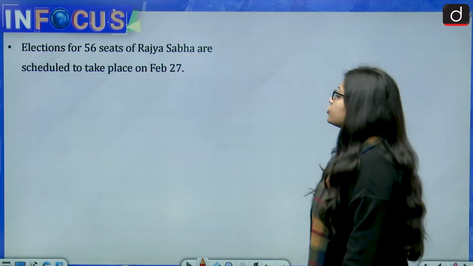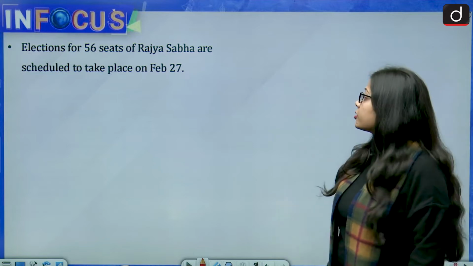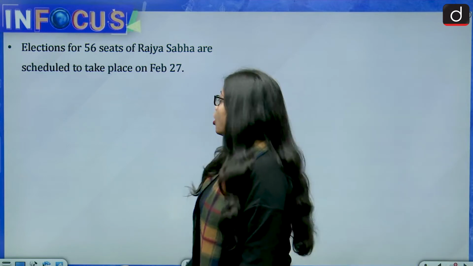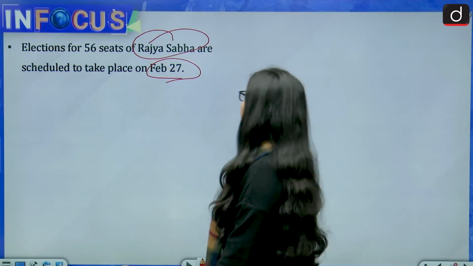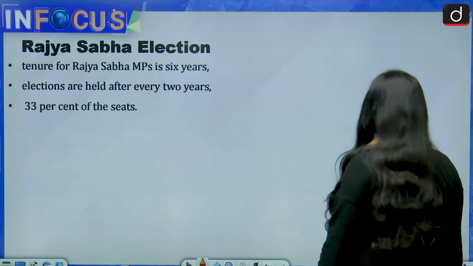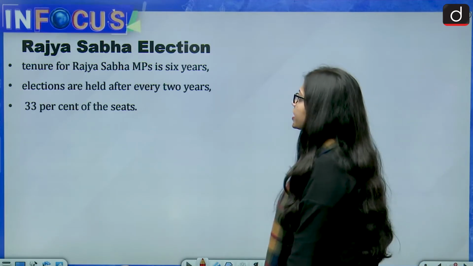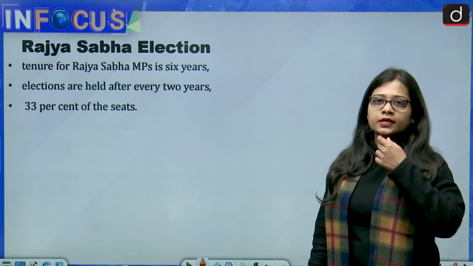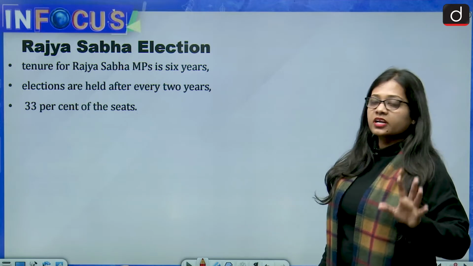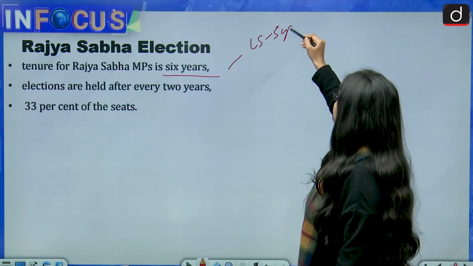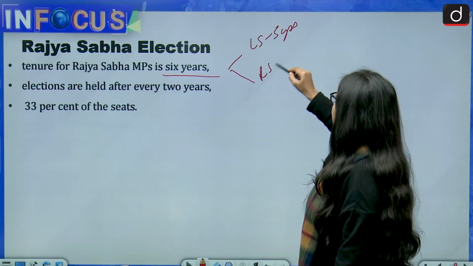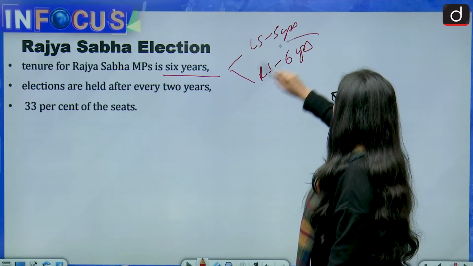The election for 56 seats of Rajya Sabha is scheduled to take place on 27 February. So we will go into detail with regard to the Rajya Sabha. If we talk about the Rajya Sabha election, the tenure for the Rajya Sabha is 6 years. Lok Sabha tenure is 5 years while Rajya Sabha tenure is 6 years.